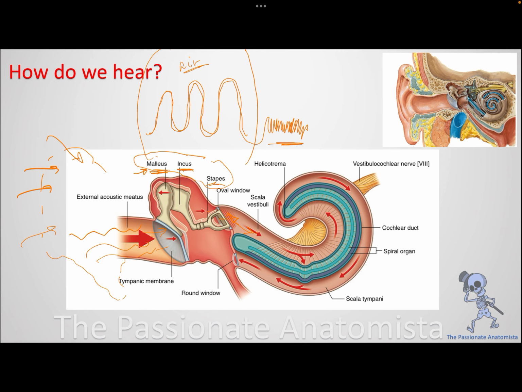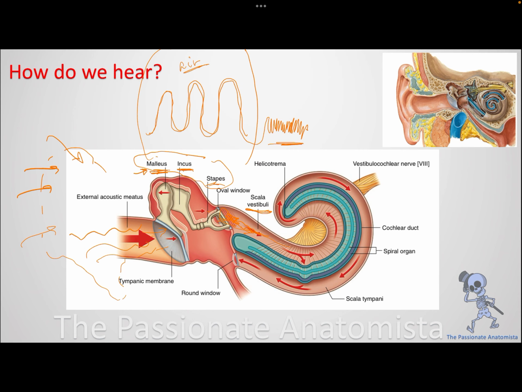Once they enter here, this is the type of the waves. This is how they get into the scala vestibuli. As I told you, we call it scala vestibuli because it is continuous with the vestibule, because the vestibule is the entrance, remember?